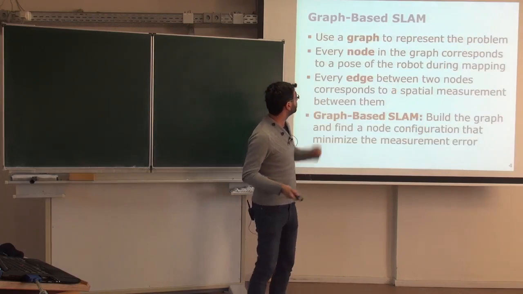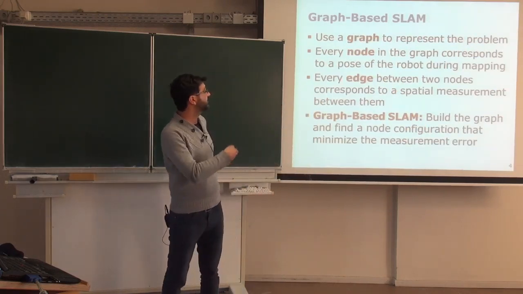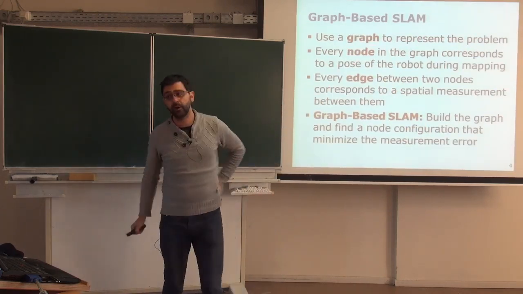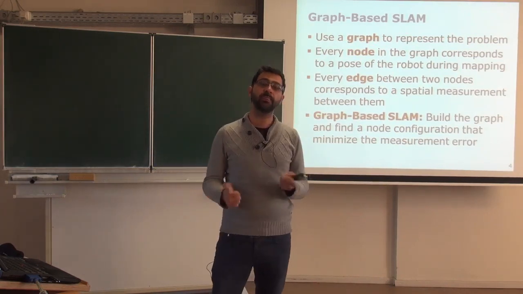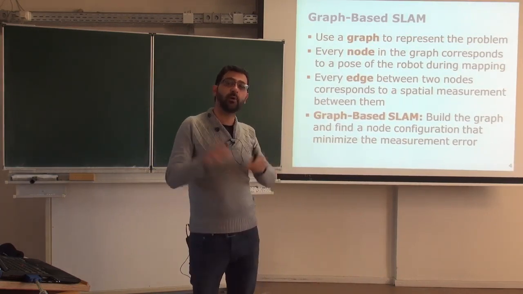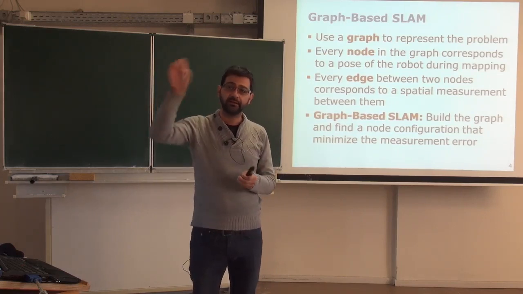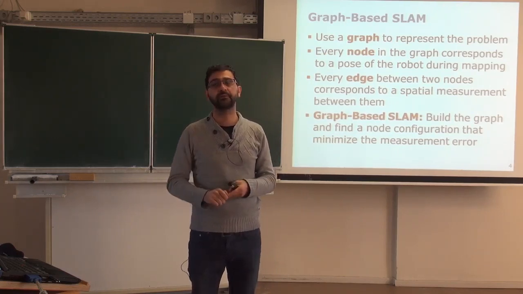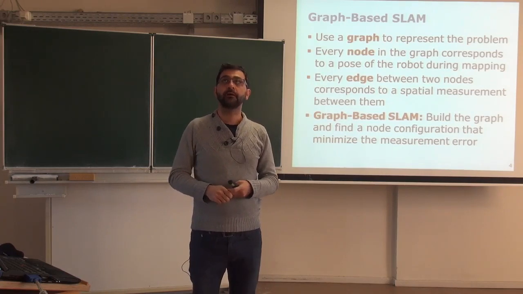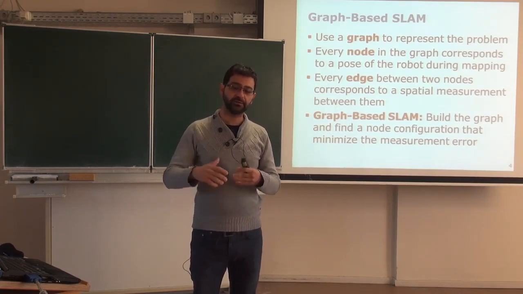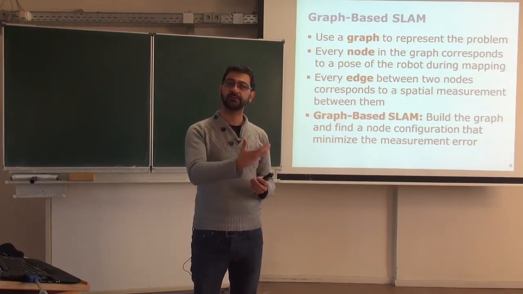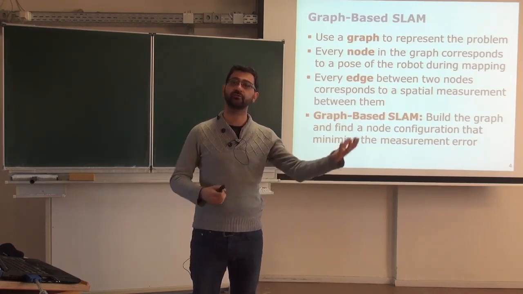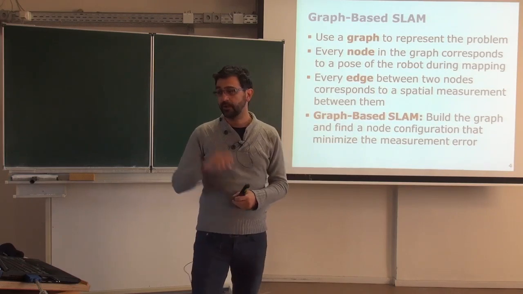Okay. Now, if you want to summarize graph-based SLAM in a few bullet points, the first point is we use a graph to represent the problem. This graph gives us a topology or a structure of the least squares and also influences how the least squares can be solved in terms of efficiency, because a sparse graph results in a sparse least squares system, which is more efficient to solve than a dense least squares system.